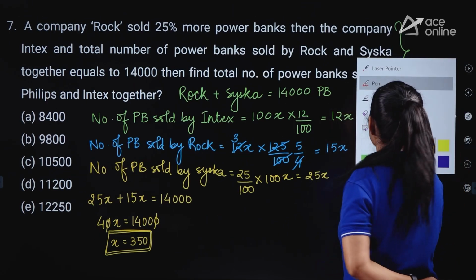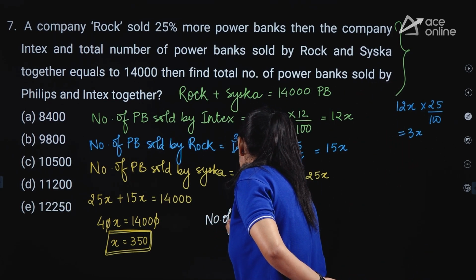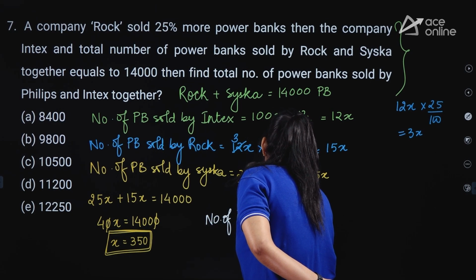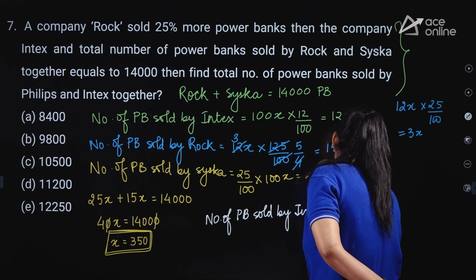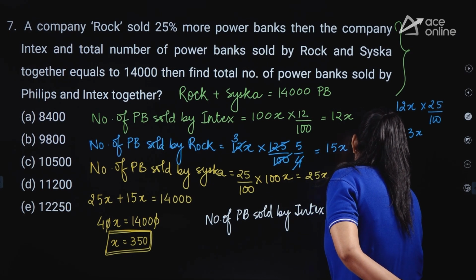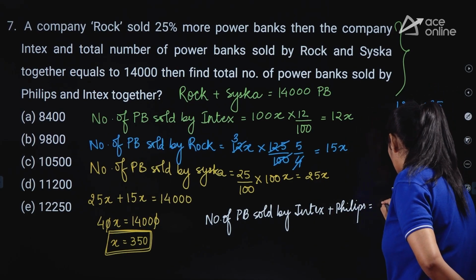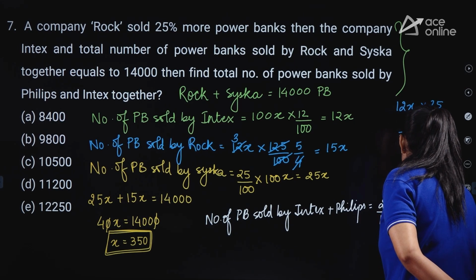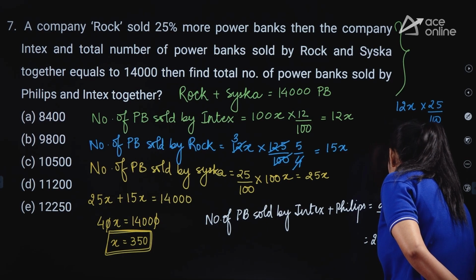So the answer that we are getting now, the number of power banks sold by Intex plus Philips is nothing but 12 plus 12, that is 24. So basically 24% of what? Of 100x. That means you need to find out the value of 24x.